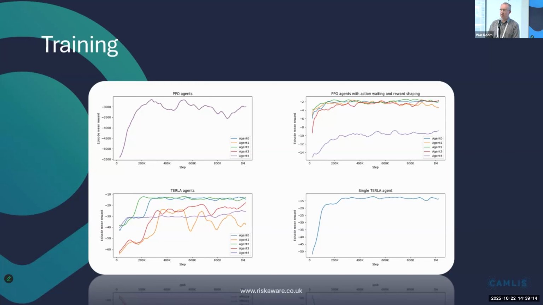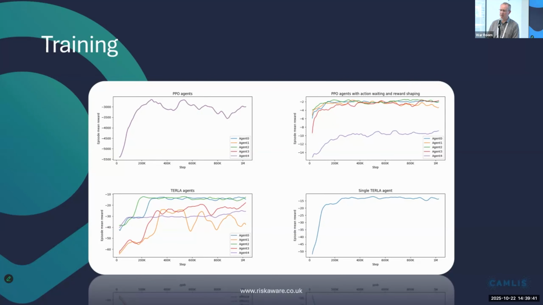And because we wanted to demonstrate that TERLA agents are agnostic to the network topology and size, we also, in the bottom right-hand corner, trained a single TERLA agent where we deployed the same agent multiple times in each network segment. So the exact same agent is defending the larger 3 subnet network segment as well as all of the others.